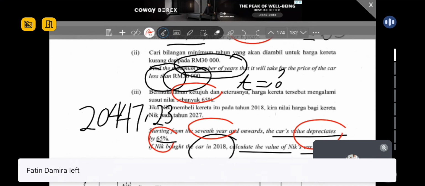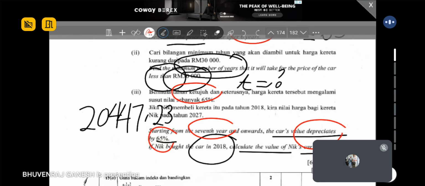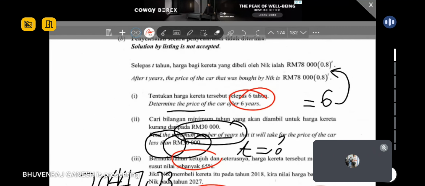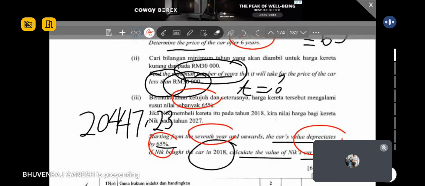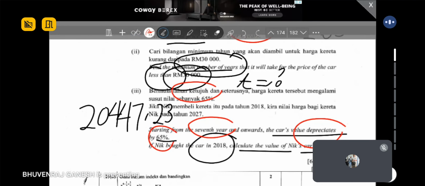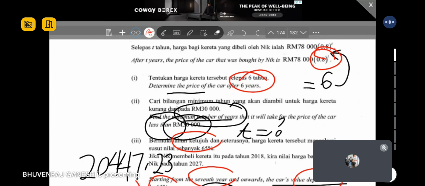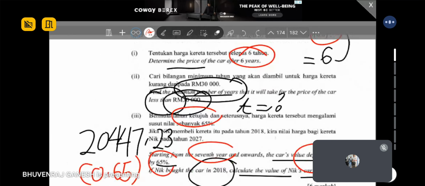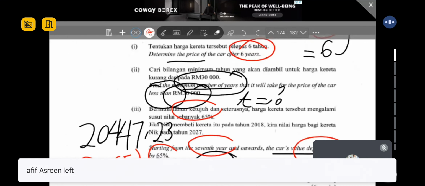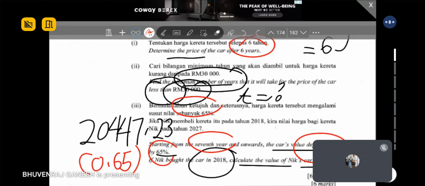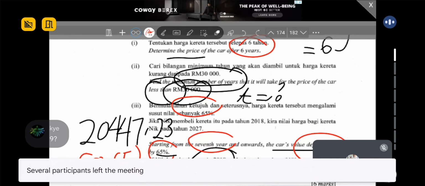So guys, what is the format I should write the answer? Actually, you can use back the same formula over here. The format is exactly the same. Kamu boleh tulis macam tu. So if they say depreciate 65%, means 0.65. So now, what is my T value? Anyone? Apa nilai T saya kat sini? Think and see, guys. What is the T value over here? Come on. I need your answer, guys. Apa nilai T?